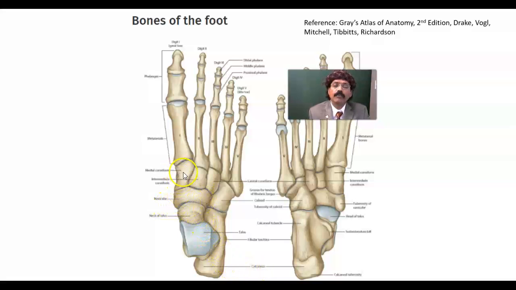We have three cuneiform bones: medial cuneiform, intermediate cuneiform, lateral cuneiform. This is the cuboid bone here. And here the first metatarsal, second metatarsal, third, fourth, fifth. These are the phalangeal bones. We have two phalanges in the great toe and three phalanges in the other toes. These are all short bones. These are the miniature long bones.